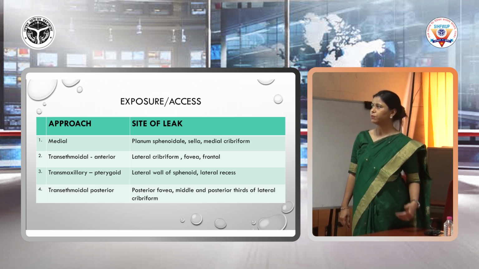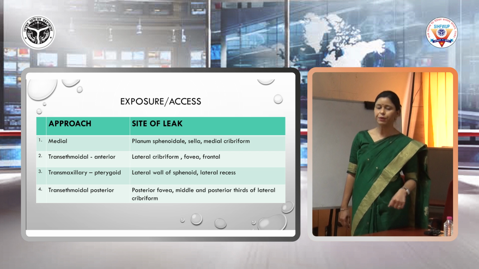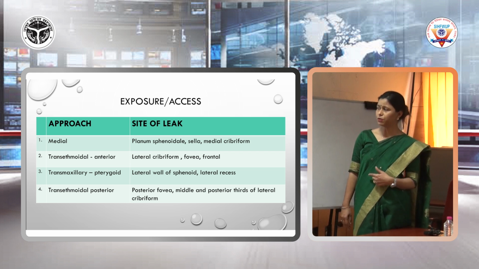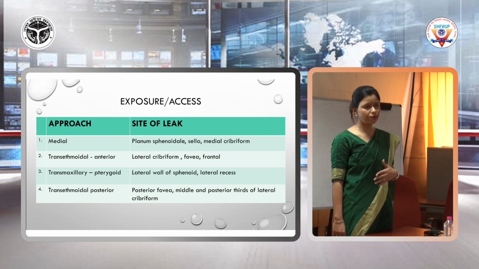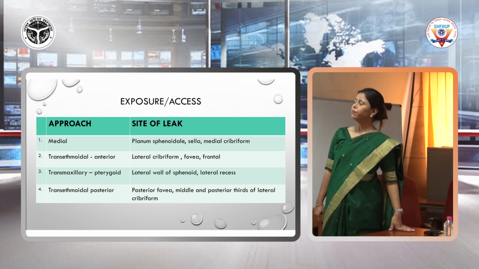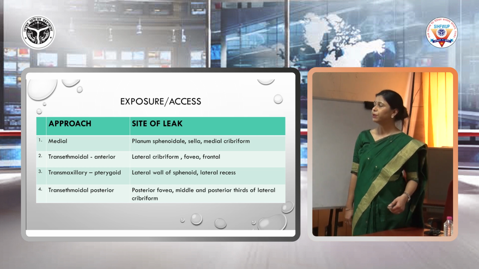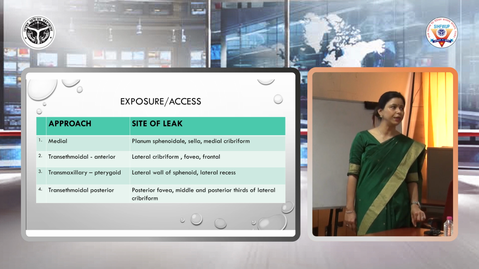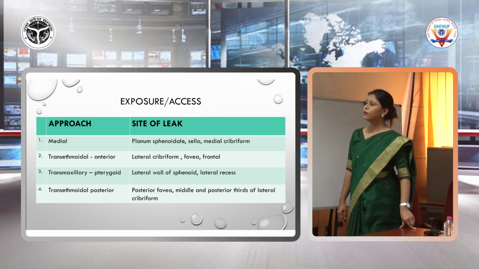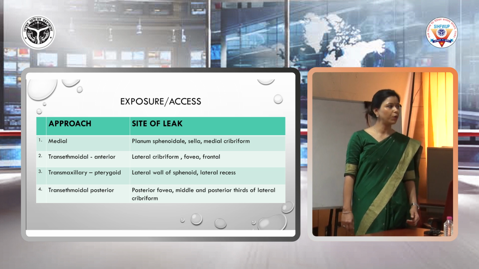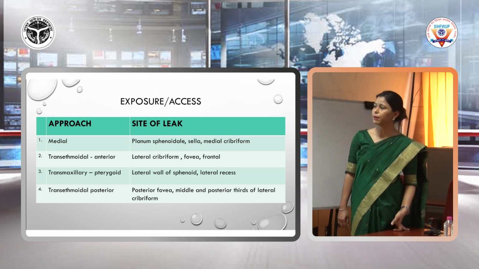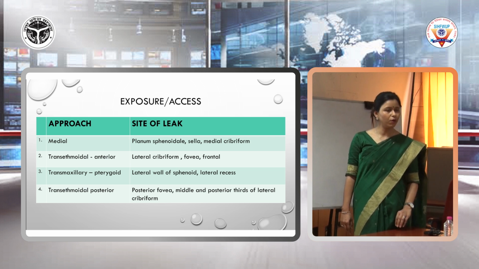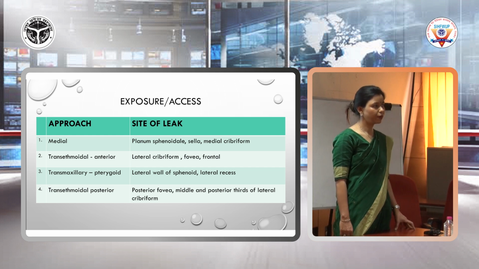When the site of leak is the planum sphenoidale, sella or medial cribriform plate: the planum sphenoidale we saw is on the lesser wing of the sphenoid, just behind the cribriform plate up to the clinoid process. For the sella turcica and medial cribriform plate, we can use a medial approach. Then transethmoidal anterior for the anterior fovea ethmoidalis defects and for the lateral cribriform plate. The transmaxillary pterygoid approach is generally meant for the lateral recess of the sphenoid.